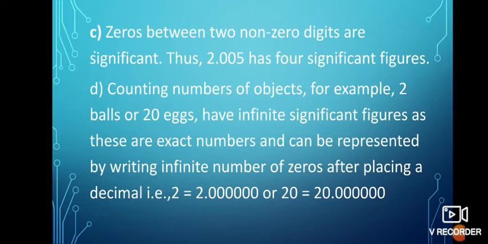Now the fourth rule is counting numbers of objects. For example, 2 balls or 20 balls have infinite significant figures as these are exact numbers and can be represented by writing an infinite number of zeros after placing a decimal. That means you can write 2 equal to 2.00000 or 20 equal to 20.00000. That means in counting numbers of objects, there are infinite significant figures.